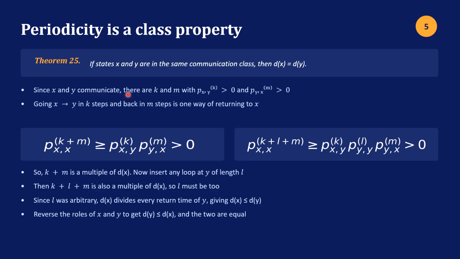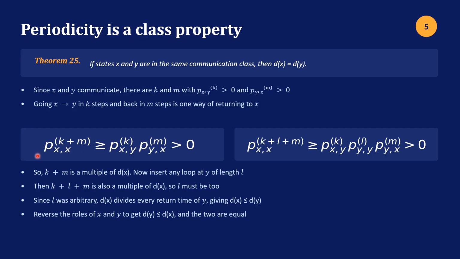So since x and y communicate, there are integers k and m such that there's a path from x to y in k steps with probability greater than 0, and also from y to x in m steps with probability greater than 0. So going x to y in k steps and back in m steps is one way of returning to x. That's what I'm showing here. So these two are both greater than 0. But this is only one way of returning from x back to x in k plus m steps. So in general, this probability is bigger because there are more possibilities here.